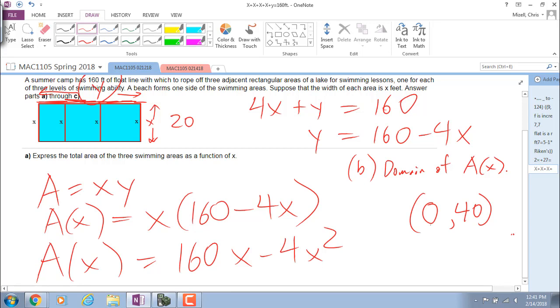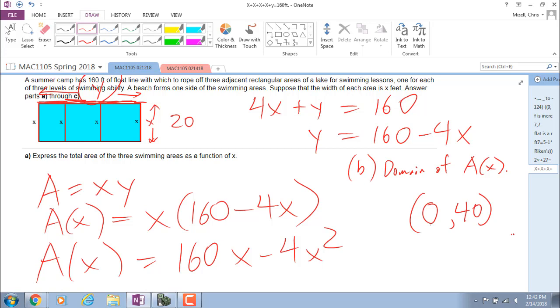Now within this, there are some other values of x that, while technically they give us 3 enclosed rectangles, wouldn't be big enough to swim in, or it just wouldn't make sense. So you could even shrink this a little bit more if you wanted to use some common sense when you sit down and start planning this. There's no way x equals 1 or x equals 2 or x equals 38 or 39 are going to make sense either. But I'm pretty sure MyMathLab is going to be okay with 0 to 40. Can't be 0, can't be 40, but anything in between, and we're going to have positive area for each of these swimming enclosures. So that's the B part.